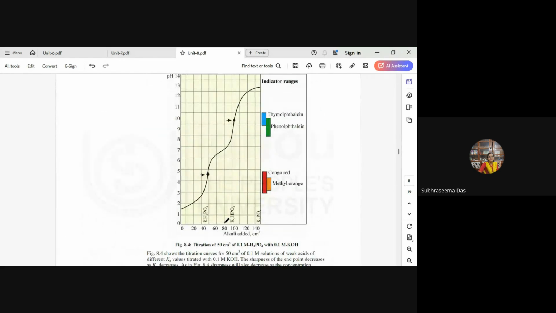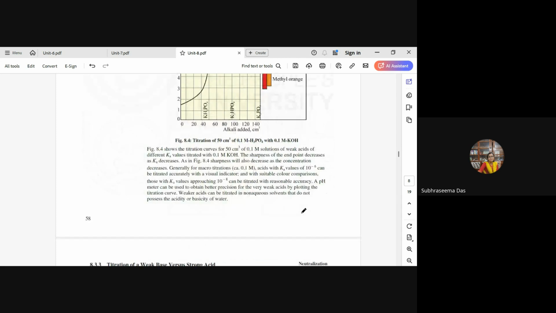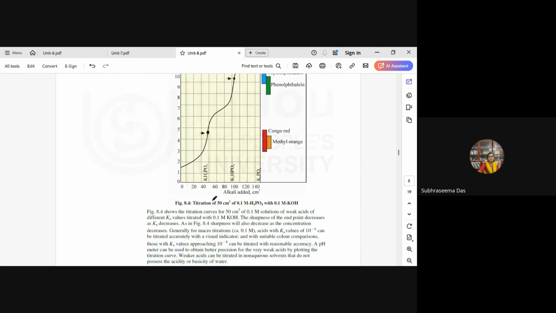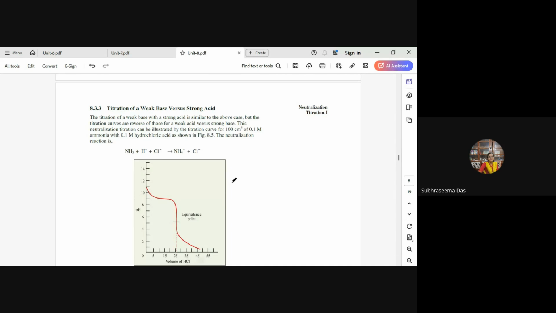In figure 8.4, you can see the titration curve for 50 ml of 0.1 molar phosphoric acid with 0.1 molar KOH. This is how we have two different points, because the first point corresponds to KH2PO4, and the second corresponds to K2HPO4.